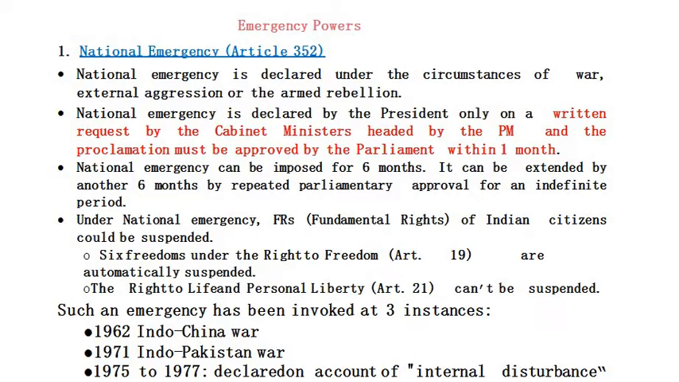Under national emergency, the fundamental rights, the FRs of Indian citizens, could be suspended. The 6 freedoms under the right to freedom are automatically suspended. The right to life and personal liberty can't be suspended. Then, the national emergency has been invoked on 3 instances: 1962 India-China War, 1971 Indo-Pakistan War, and 1975 to 1977 on account of internal disturbance.